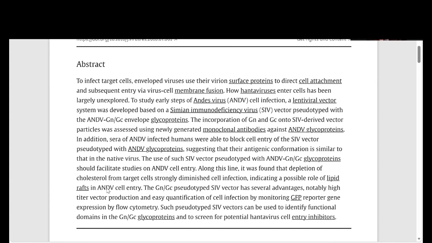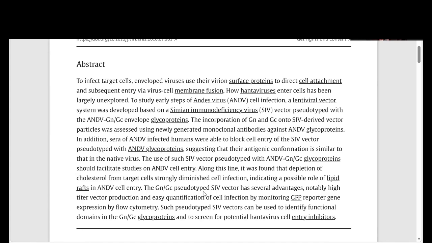But it's interesting to realize that it seems that the lipid raft is part of the helping mechanism of the cell to fuse with the hantavirus, especially with Andes. All right, I'll continue here.